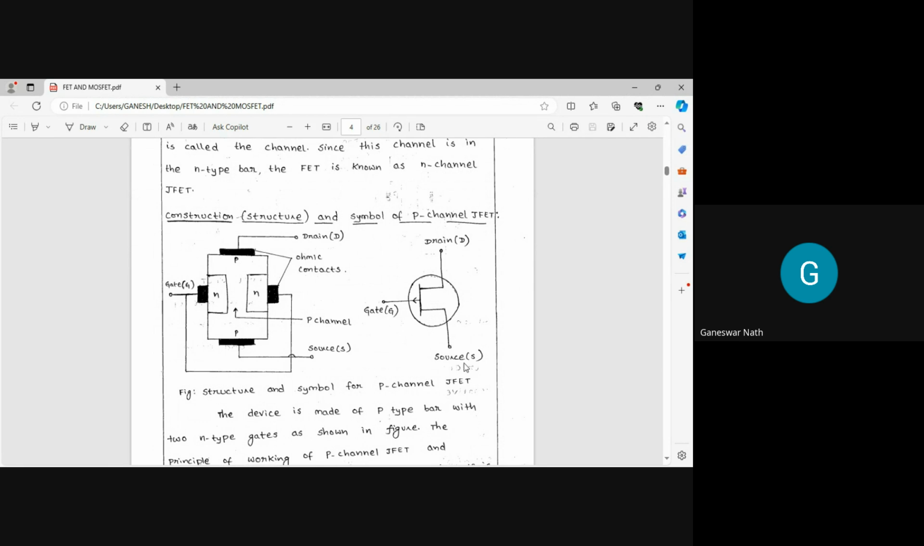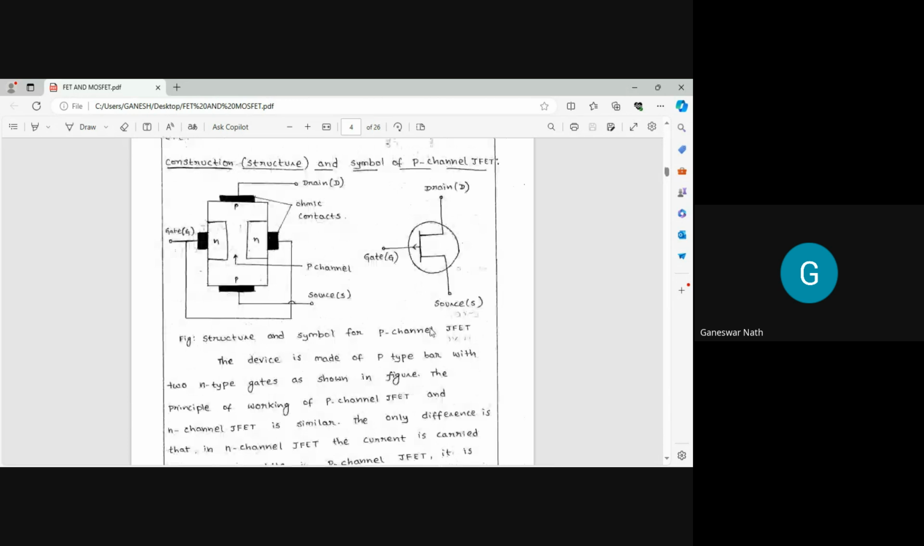Now I'm coming to the construction and the symbol of the P channel FET, because you have completed the N channel. In a similar way, you can find it in the P channel FET. So this is a P type substrate, and on the side you can find N. So this creates a P channel FET with the P type substrate as the main component of this FET here. So this is the symbol. If you can see, the arrow mark is inwards, but for the N channel it is simply outwards here.